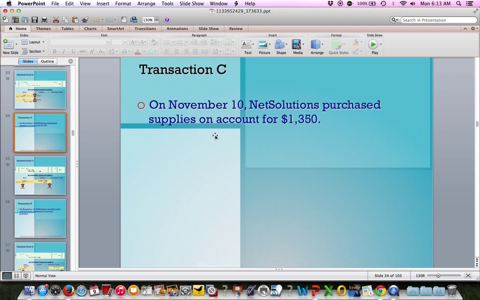Okay. On November 10th, the Net Solutions purchased supplies on account for $1,350, and whenever you see the words on account, that means we take possession now and we'll pay for it in the future.